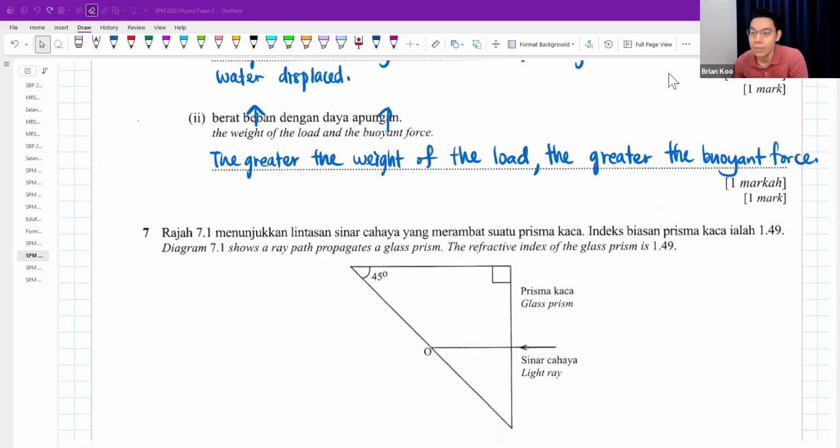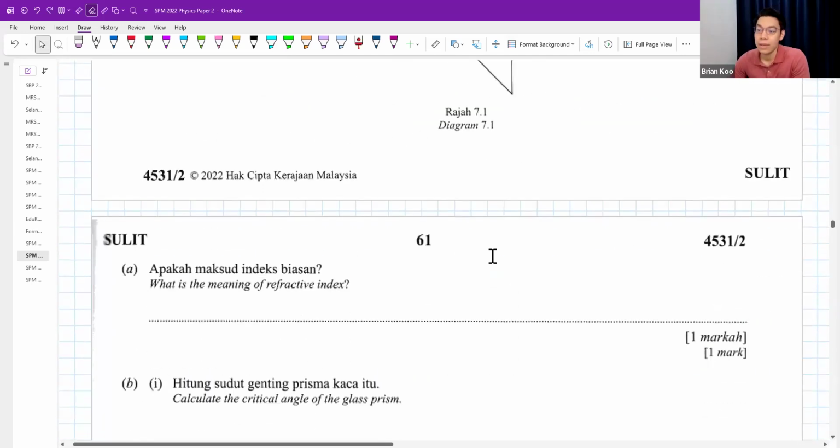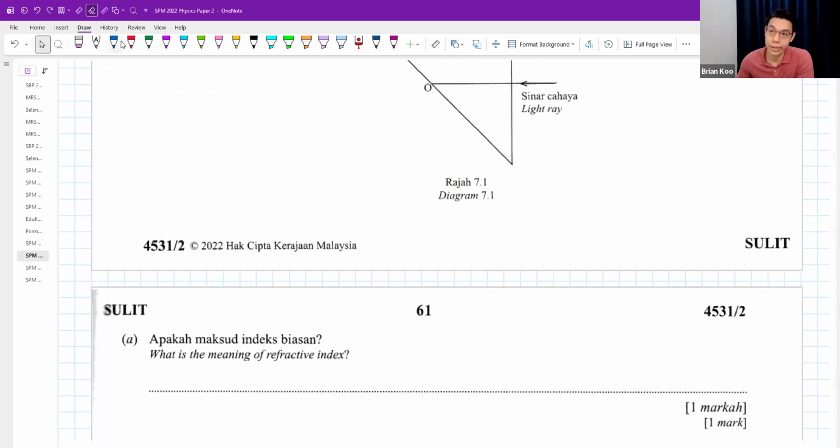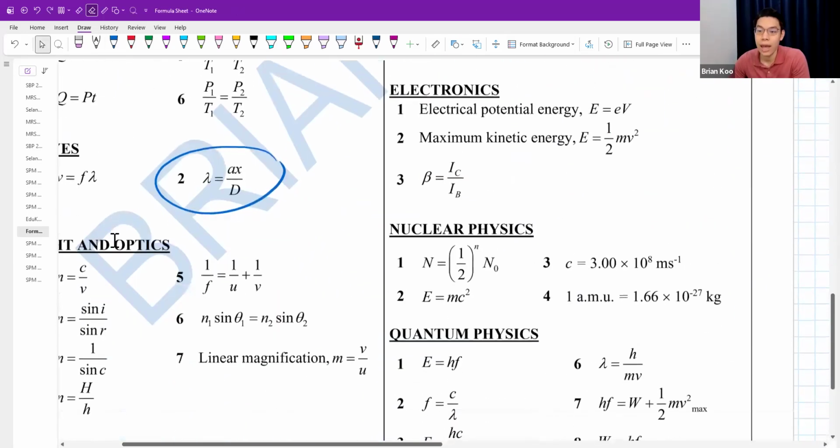Then in question number 7, the light chapter. The diagram shows a ray of light propagating in a glass prism. The refractive index of the glass prism is 1.49. What is the meaning of refractive index? The answer to this you can usually find in the formula sheet. Just take any one.